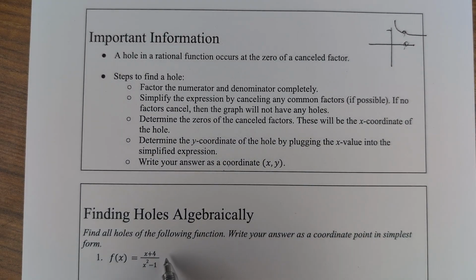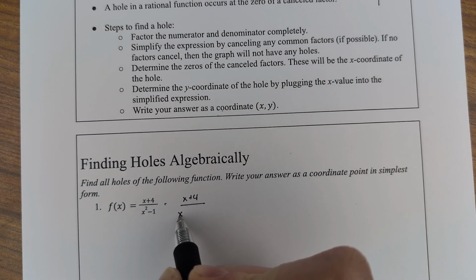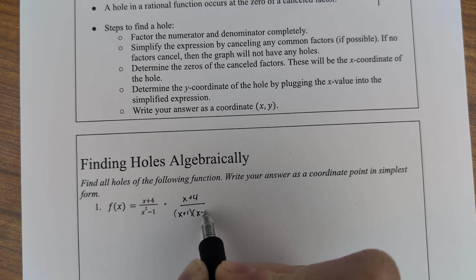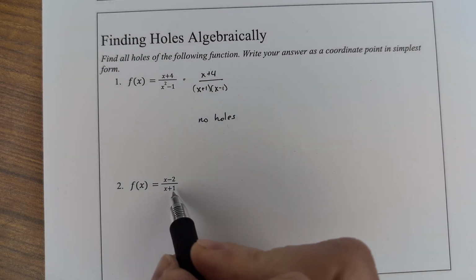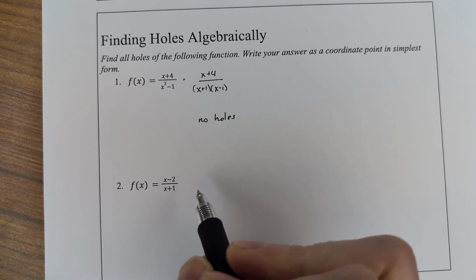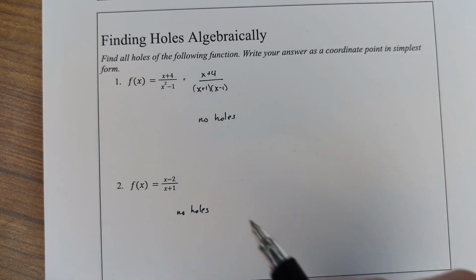All right, so for this first one, factor completely. That would factor as x plus 1, x minus 1. So simplify the expression: nothing cancels. So this graph has no holes. Down here, already factored completely. There's no quadratics. Nothing cancels though, so no holes again.